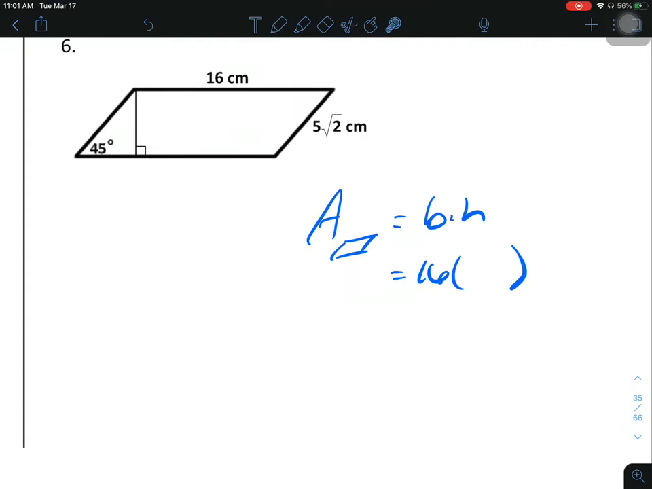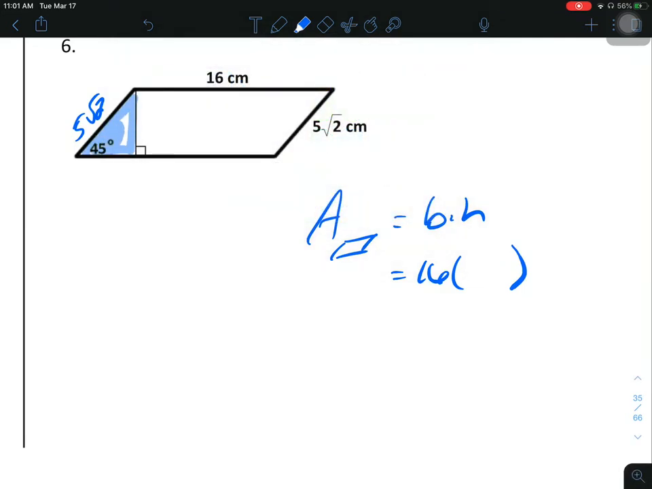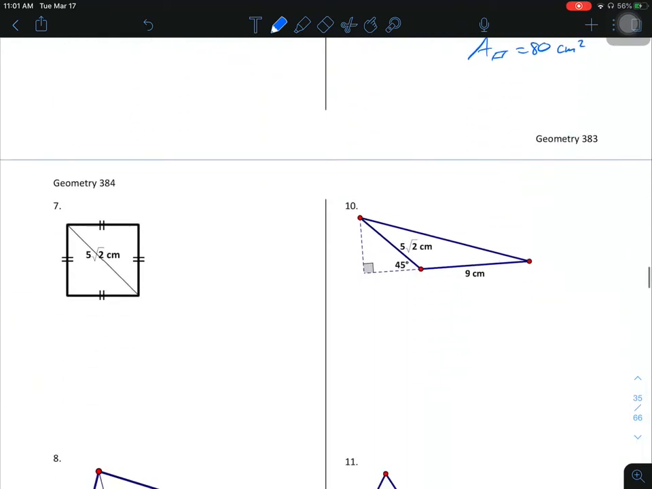Fortunately, if this side is 5 square roots of 2, this side is 5 square roots of 2. It's a special right triangle, this little devil. The hypotenuse is 5 square roots of 2. That's the short leg times the square root of 2. That makes the short leg 5. Each of these are 5. So the height is 5. 16 times 5 is 80. The units is centimeters. So the area of the parallelogram is 80 square centimeters.